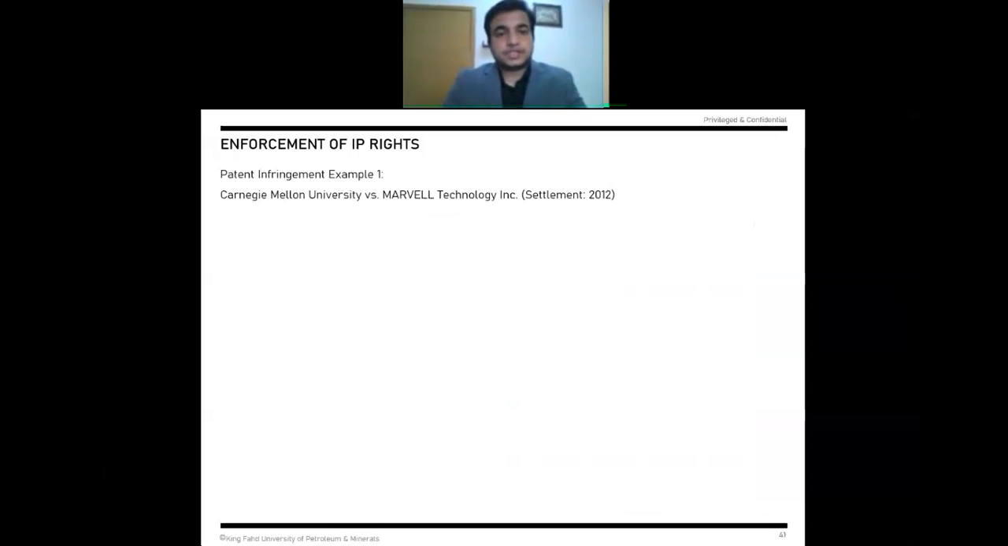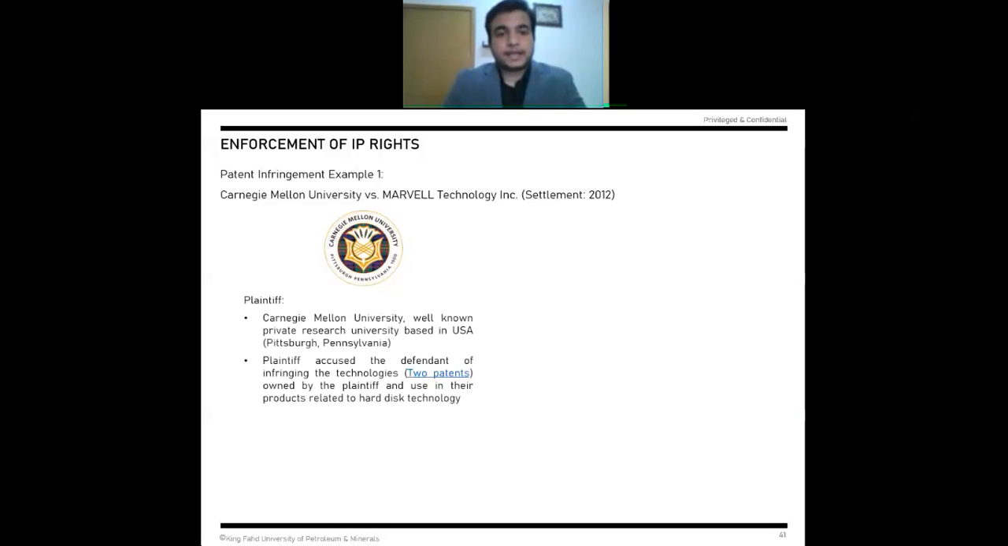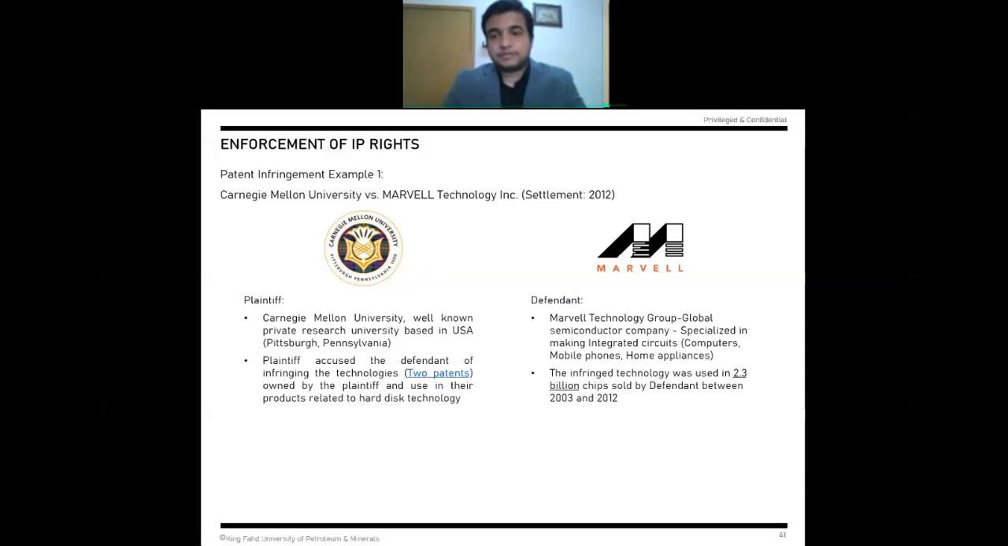Carnegie Mellon University is a US university, and it had 2 patents which it believed were infringed by Marvell Technology. Marvell Technology is a company which manufactures semiconductors, and they make integrated circuits for computers, mobile phones, and home appliances. The technology which Carnegie Mellon University owns was alleged to be used in about 2.3 billion chips.